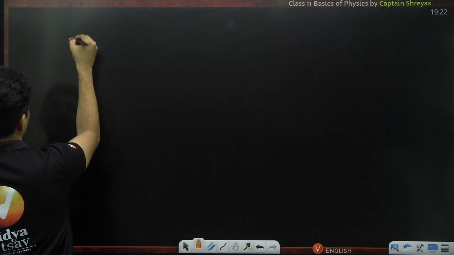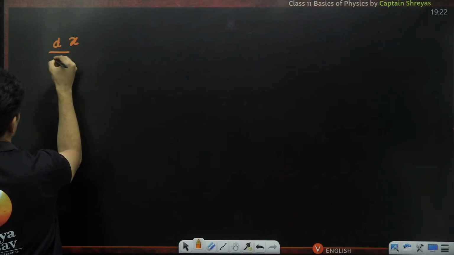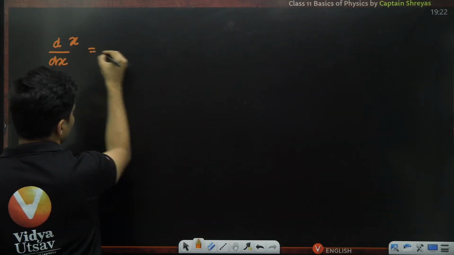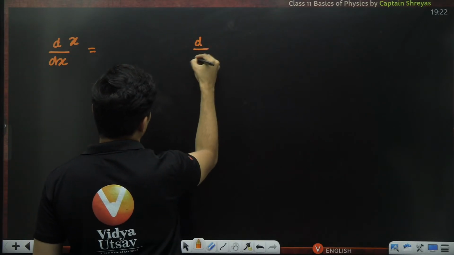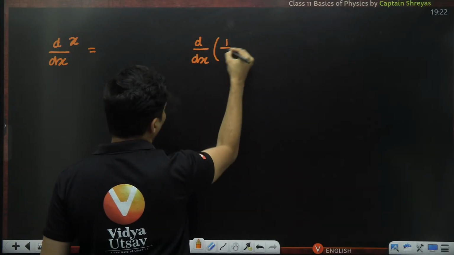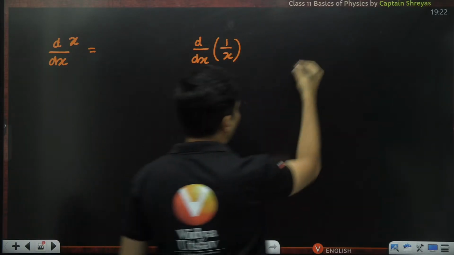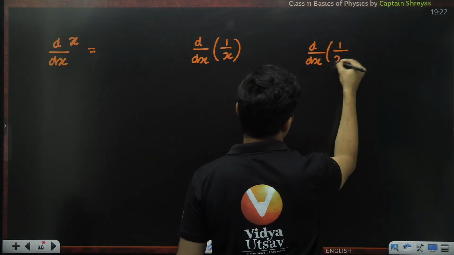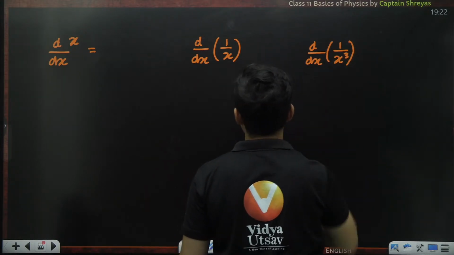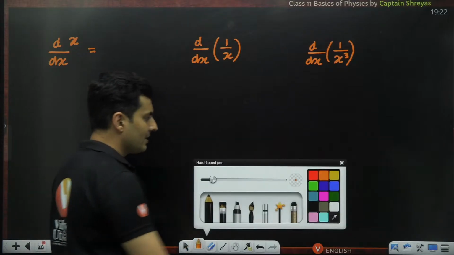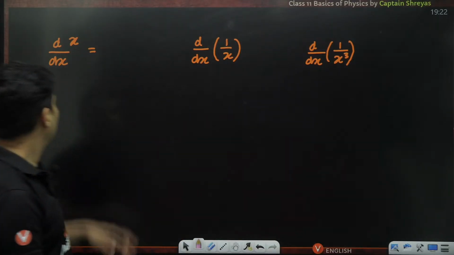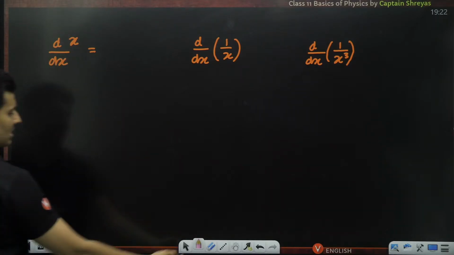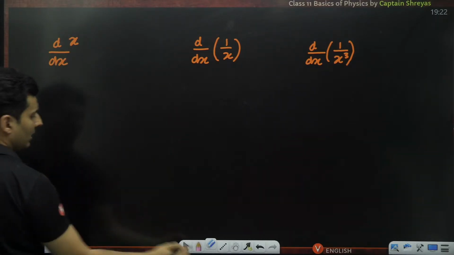Okay, let's see if you guys can answer this particular question. Just the derivative of x, how much will it be? Just try to figure out the derivative of 1 by x. Also try to figure out the derivative of 1 by x cube. These are your next numericals. Derivative of x, 1 by x and 1 by x cube.